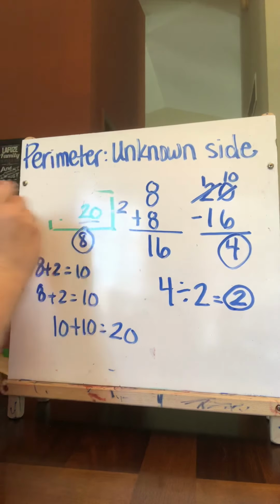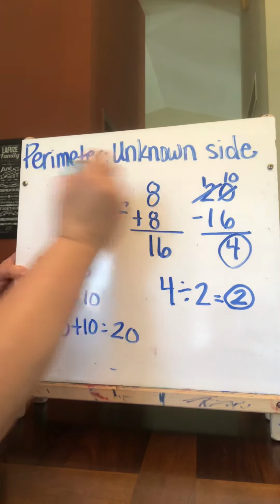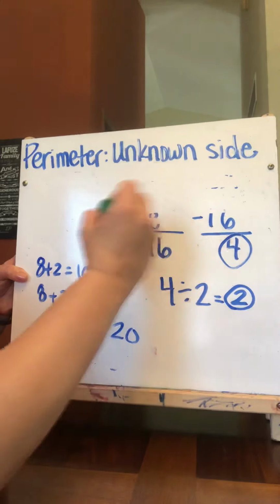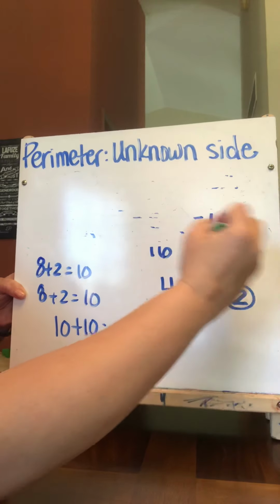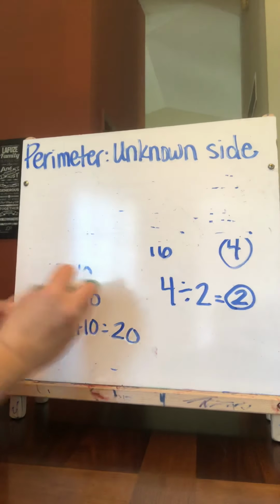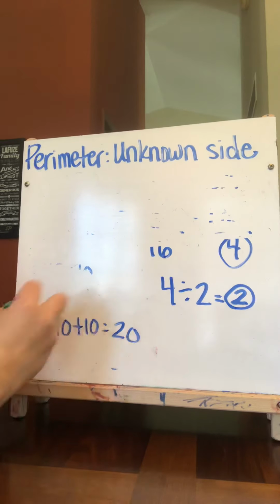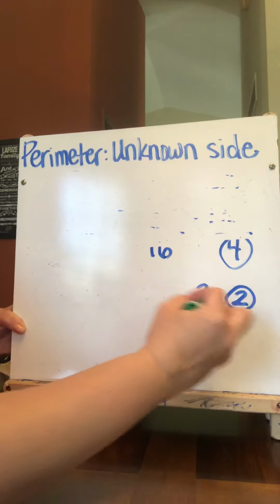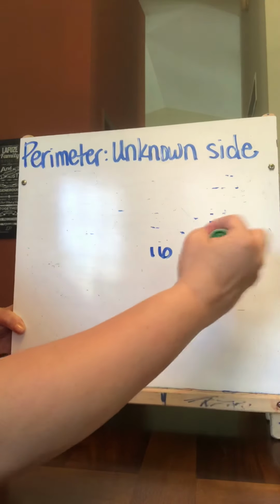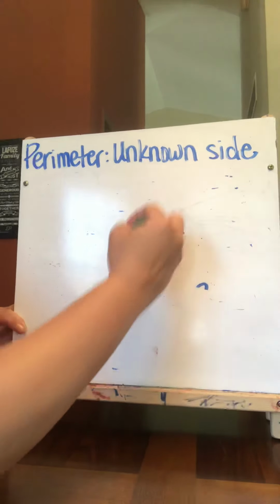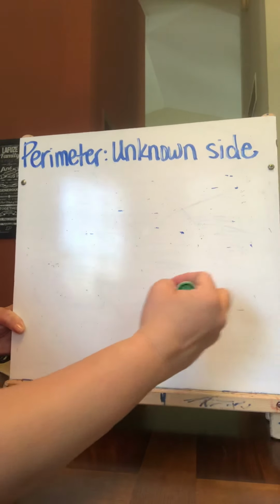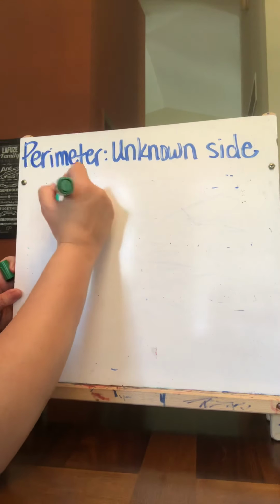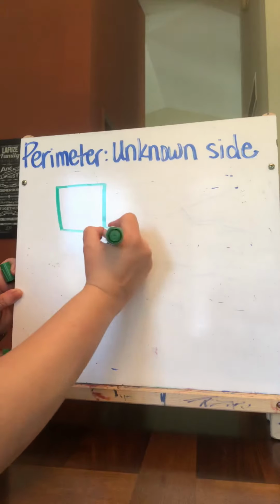We're going to go ahead and try a square. As I quickly get the board ready, I want you to think about what you know about a square. Did you say that a square has 4 sides? I hope so. Did you say that a square has 4 sides that are equal? I hope so. You might have also said that a square has 4 angles, right? And that's correct. But we're only going to worry about the 4 sides.